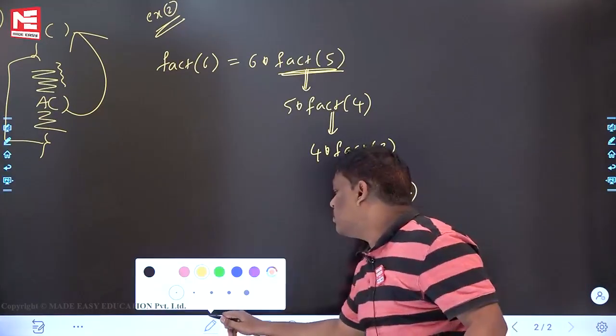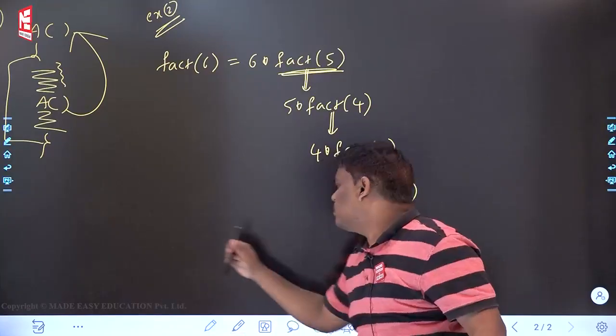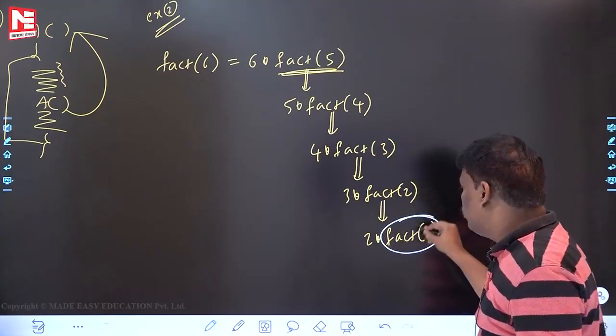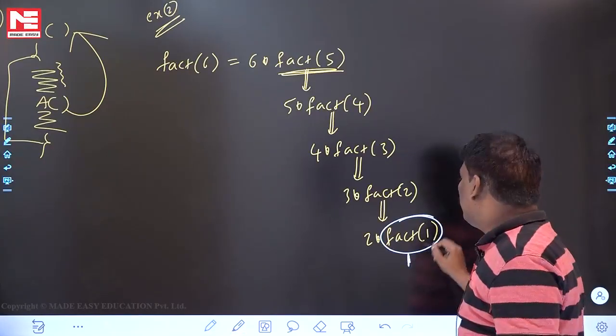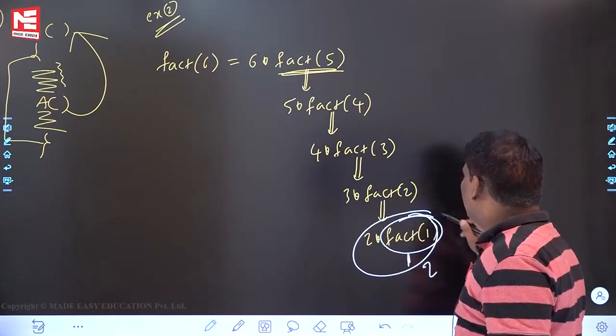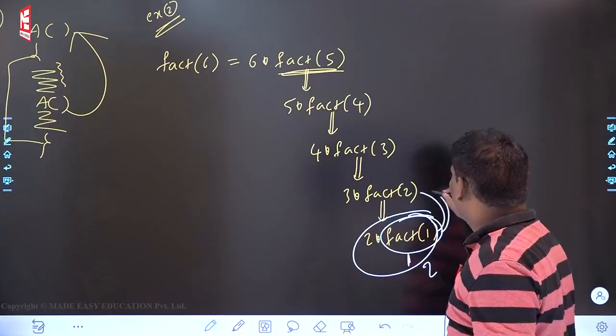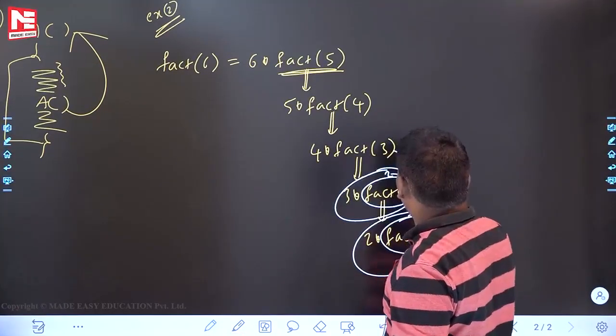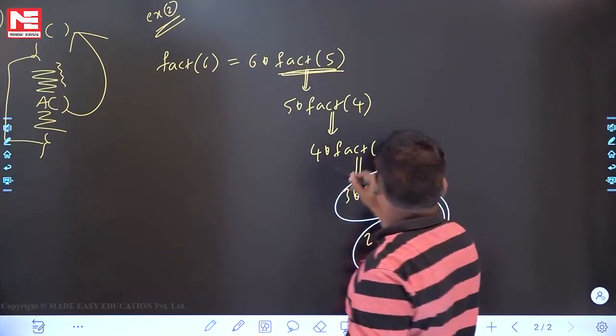Can you help me now? What is the factorial of 1 value? See this one, factorial of 1 value. This is the one which you know. Assume that factorial of 1 is 1. What is 2 into 1? 2. Then you have to return 2. 2 will go now. What is 3 into 2? 6. 6 will go.